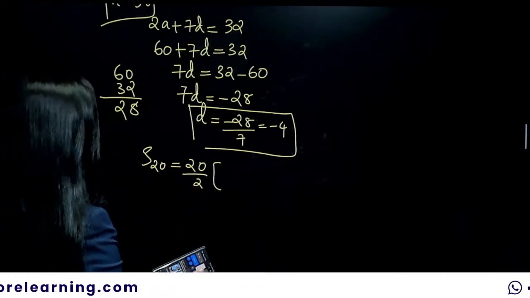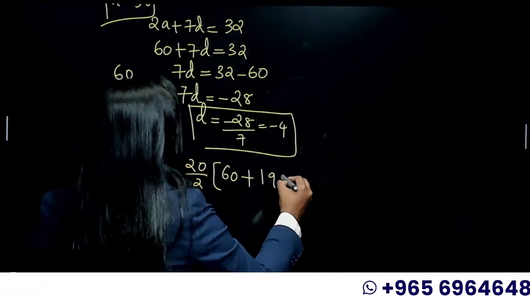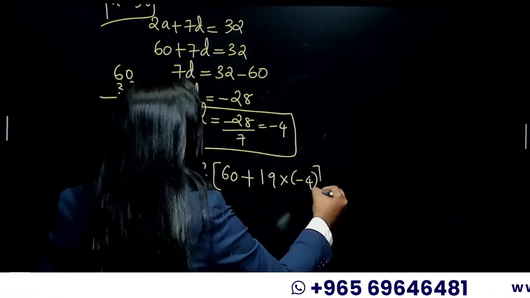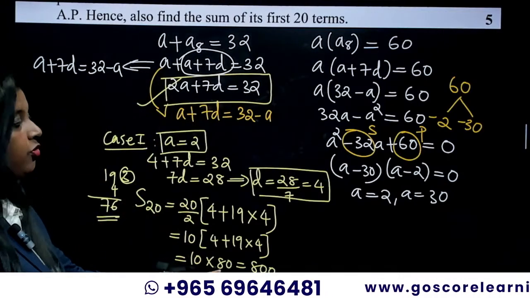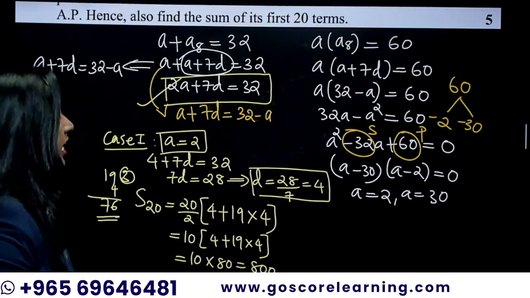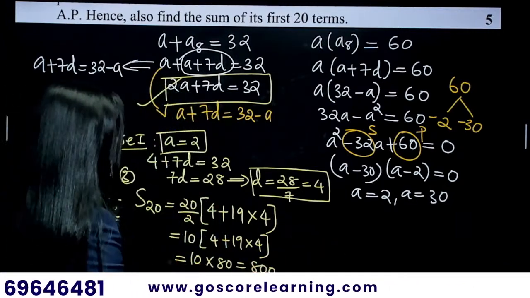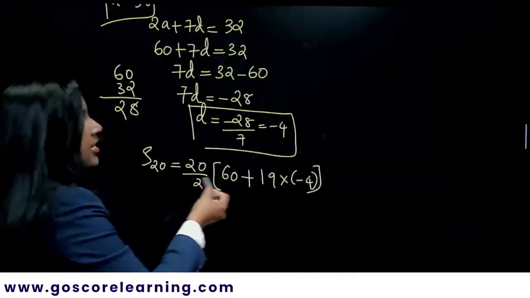What was A here? A was 30. So 2A is going to be 60 plus 19 into negative 4. Okay, so here it was, A was 2. That's why it was 4 here. So 19 into 4, it was here because the D was 4. And here it is negative 4.